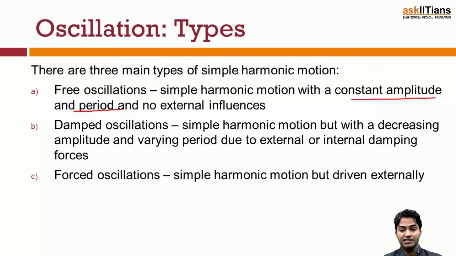Second part, damped oscillation. Damped oscillation is simple harmonic motion but with a decreasing amplitude and varying period due to external or internal damping forces. Now, I would like to give you a basic intro about damping. What is damping? Damping is an influence within or upon an oscillating system that has the effect of reducing, restricting, preventing its oscillation. What are we talking about? We are talking about a restoring condition. It is due to the restoring force.